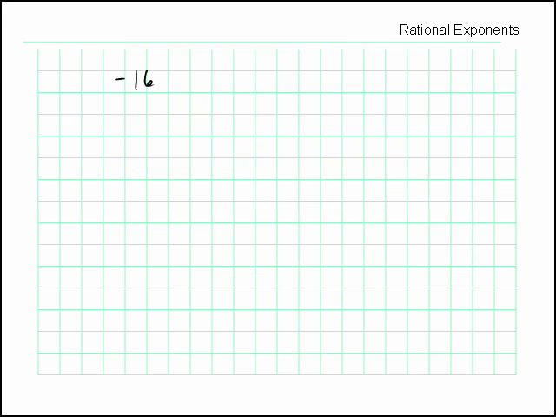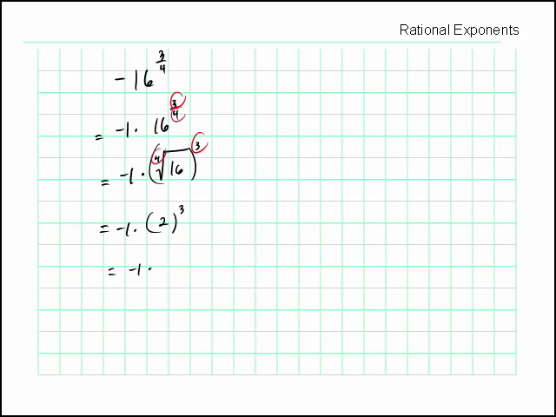Negative 16 to the 3/4. Remember that the negative sign here is not in parentheses, so it actually means negative 1 times 16 to the 3/4. This is negative 1 times 16 to the 3/4 power, which is the 4th root of 16 cubed. The 3 is here, and the 4 is right there. This is negative 1. The 4th root of 16 is 2. You've got to cube it, though. Negative 1 times 8, negative 8.